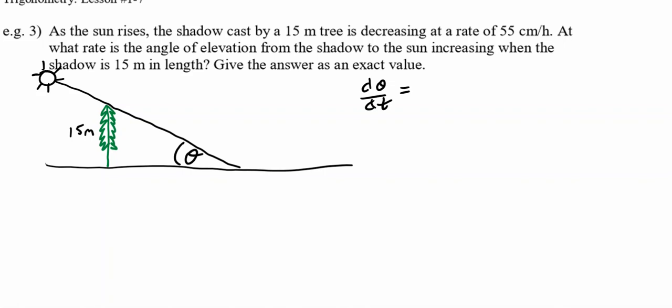All right, so what else do we know here? So ds dt, do we know that one? Oh, sorry, I don't have an S drawn. This would be my shadow. That'd be my S from here to here. We know the rate that the shadow is decreasing. Right, so what would that be? So ds dt would be negative 55. Hey, you guys nailed it, negative 55 centimeters per hour.